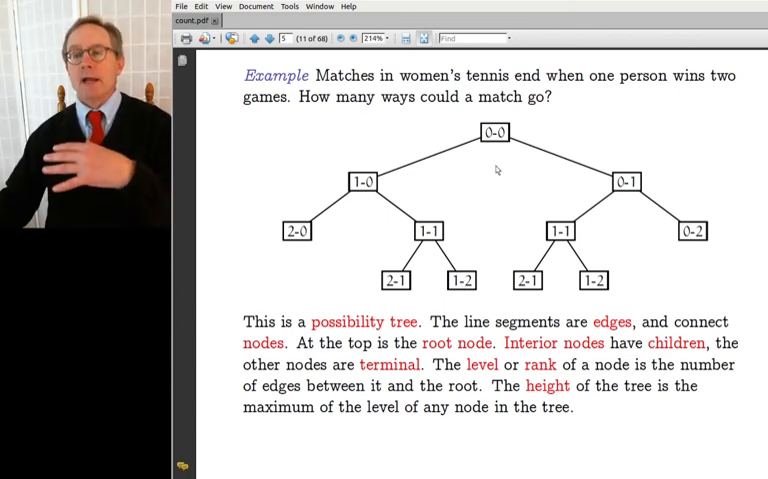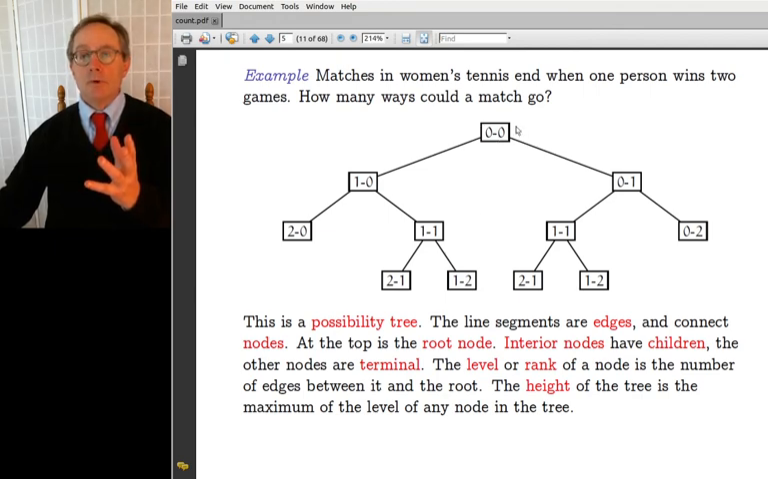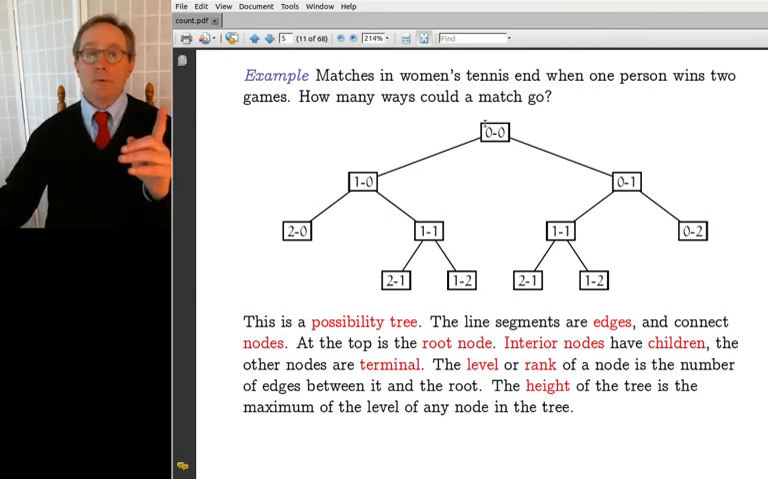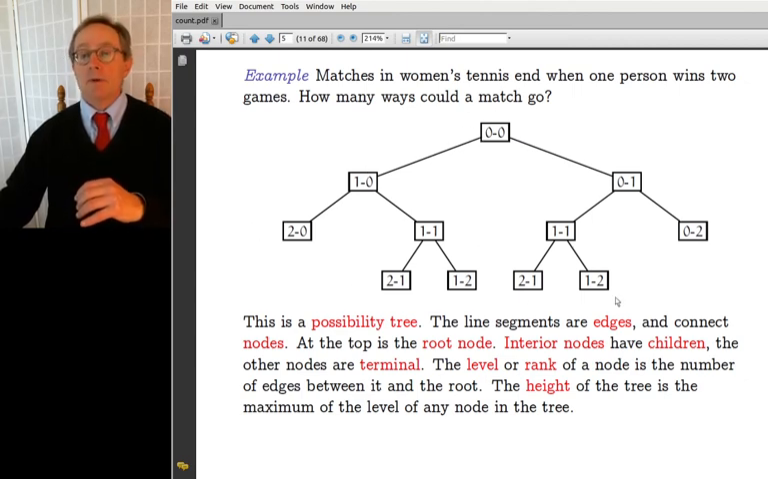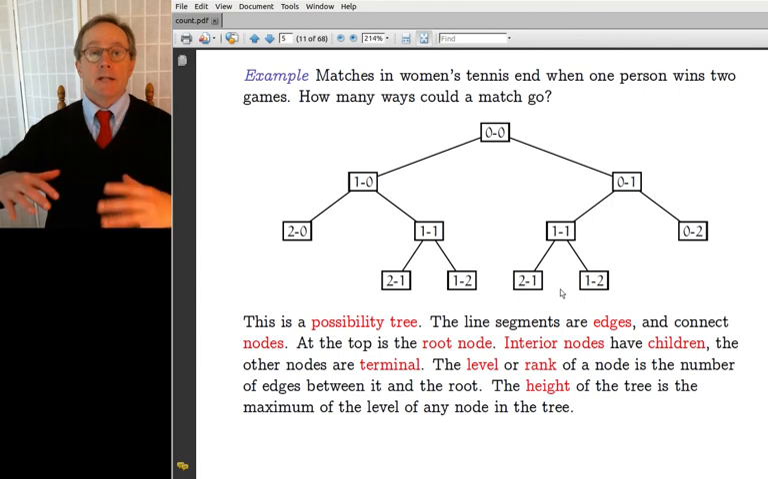The level or rank of a node is the number of edges between it and the root. Let me look at this node right here. What's its level? What's its rank? 1, 2, 3. So it's at rank 3. The root node, what's its level or rank? Don't be fooled. How many edges are between it and the root? 0. So you start off by counting as rank 0, then rank 1, then rank 2, then rank 3. And the height of the tree is the maximum level. So this is a height 3 tree. I know it grows down, but that's just a typographic convenience because it's easy to add stuff at the bottom, that's all.